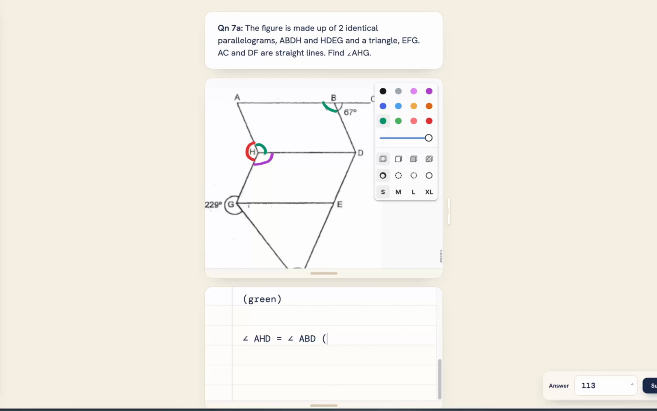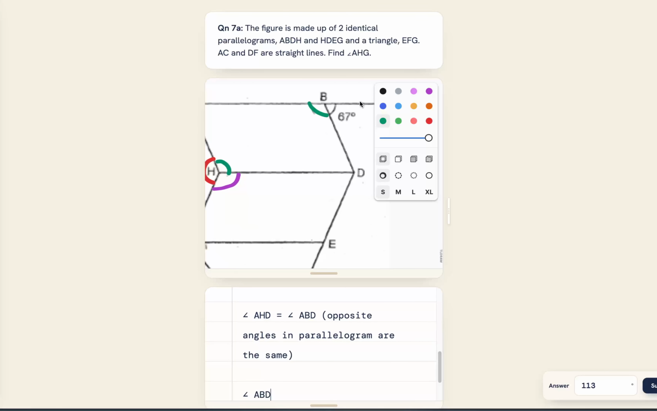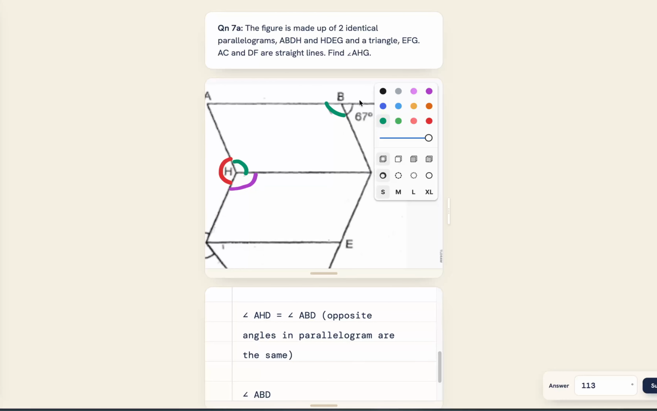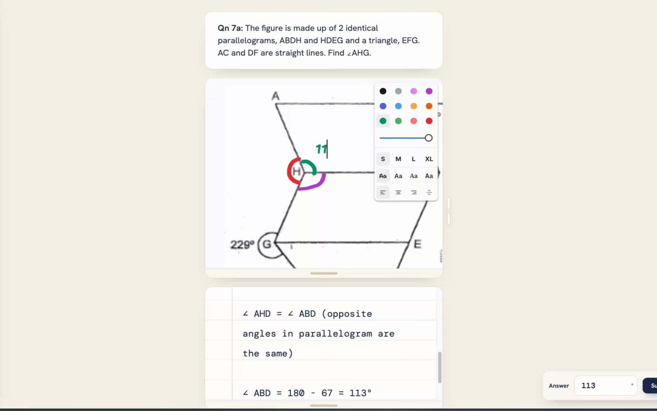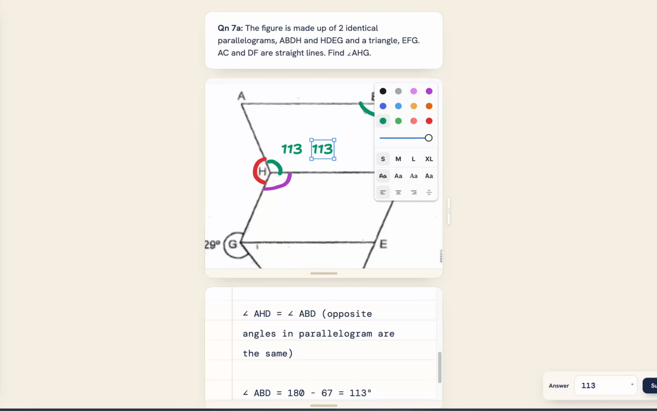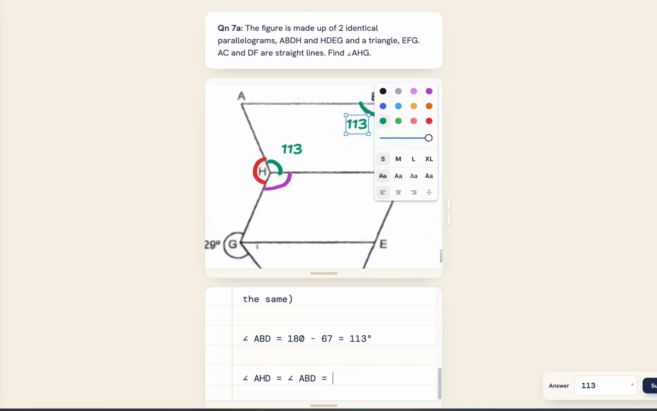Opposite angles in a parallelogram are the same. Therefore, to get angle ABD, we look at this. ABC and AC are straight lines, so ABD is equal to 180 minus 67. This will give us 113. So this is 113, that means this is 113. So AHD is equal to ABD, which is also 113 degrees as well.